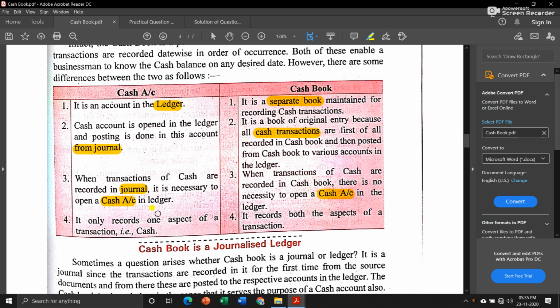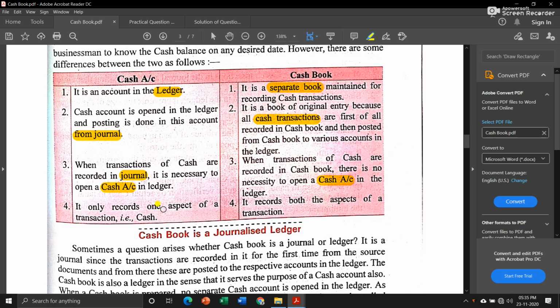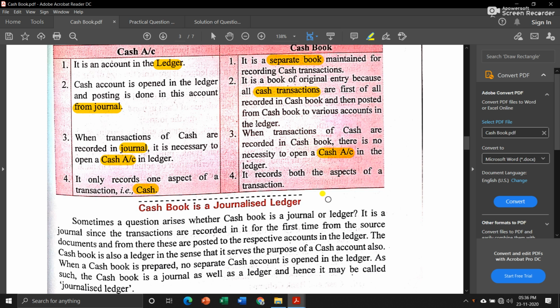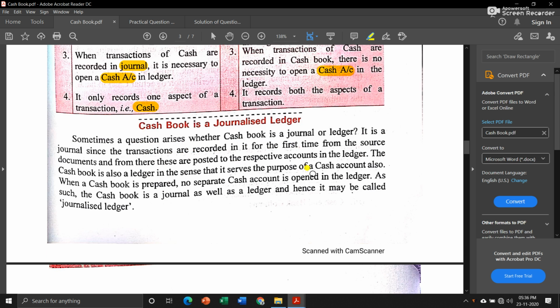Now, the cash account records only one aspect of a transaction, that is cash. But in the cash book, we record both aspects of a transaction, which means we record receipt as well as payment of cash.